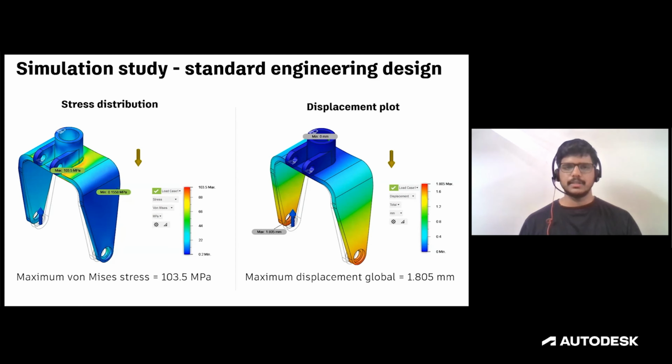First, looking at the stress distribution, we see that the maximum von Mises stress generated in the part was 103.5 megapascals. Next, looking at the displacement measure, we can observe that the part undergoes a maximum global displacement of 1.805 millimeters when subjected to the loads and constraints.